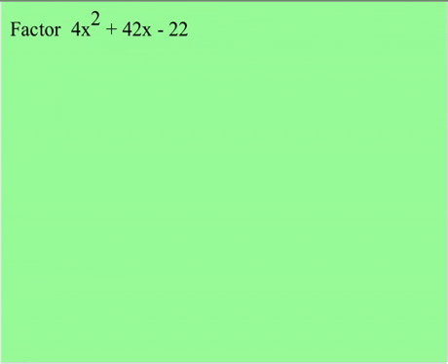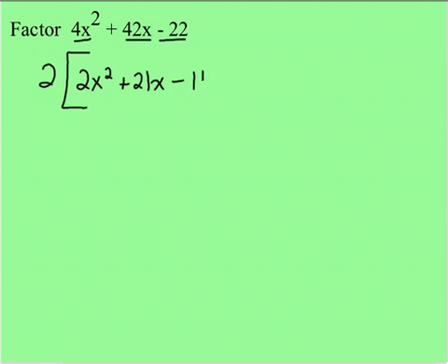All right, step 1, find the greatest common factor. So I look and I say, is there anything I can factor out of all 3 terms? And the answer is yes. I can divide a 2 out. So 4x squared divided by 2 is 2x squared. And 42x divided by 2 is 21x. And negative 22 divided by 2 is negative 11. So I got this 2 out front by dividing all 3 terms by 2. I have to keep it there. It just stays out front.